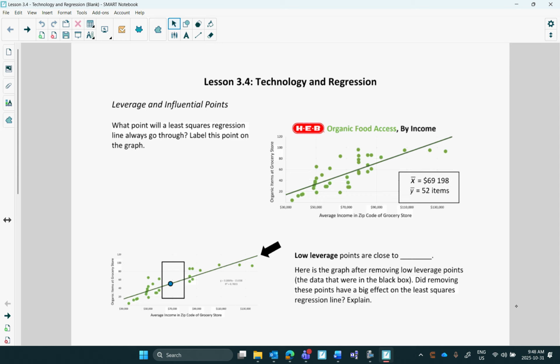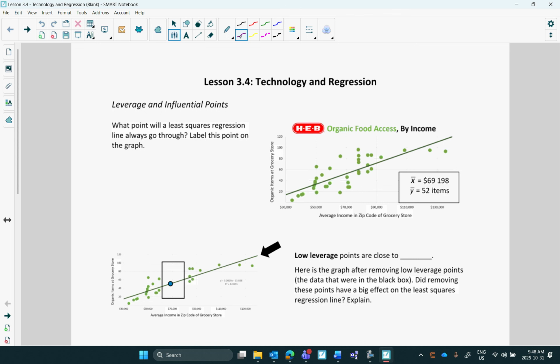Anyway, to start, we finished off the last lesson by talking about outliers and the effect they had on certain measures, like R squared and R and S, okay? When you make the equation of a least squares regression line, you always need a point and the slope to make the equation of a line, okay?